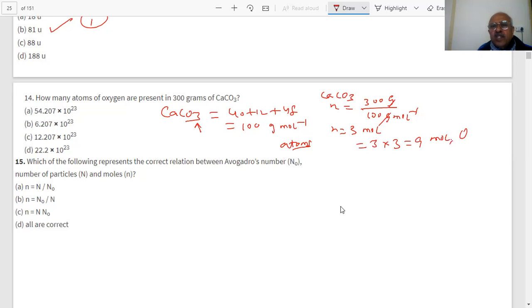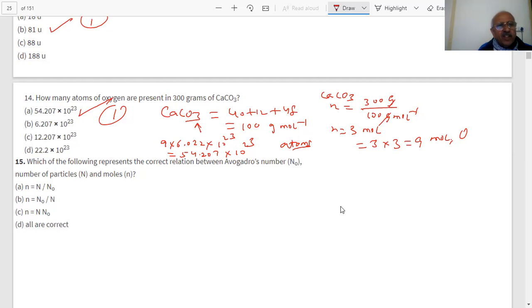And if 9 mole oxygen, then we multiply this by 9 into 6.022 times 10 power 23, students. So what is the value? What is the answer coming then? A part, 54.198 times 10 power 23. So what is your answer, students? Sir, A part. A is the correct answer. So next question on the screen.